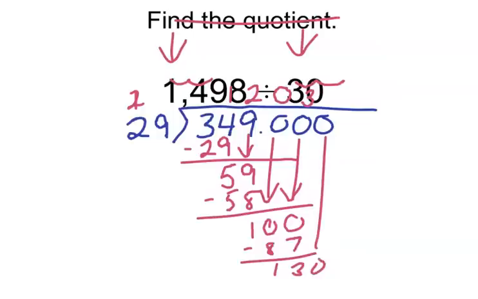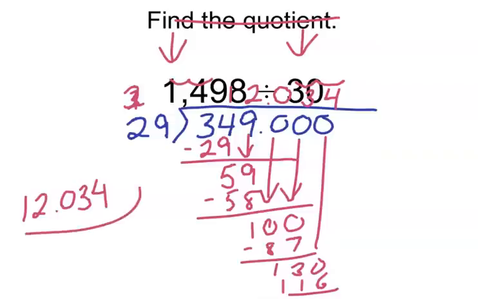How many times does 29 go into 130? Let's say probably 4 times then, right? Because it'll actually work this time. So 9 times 4 is 36. 4 times 2 is 8. Plus 3 more is 11. And actually, again, we can keep going, but we're going to stop right there. And we know that the answer is 12.034, approximately, right there. Okay, so that's our answer. 12.034 would be the quotient.